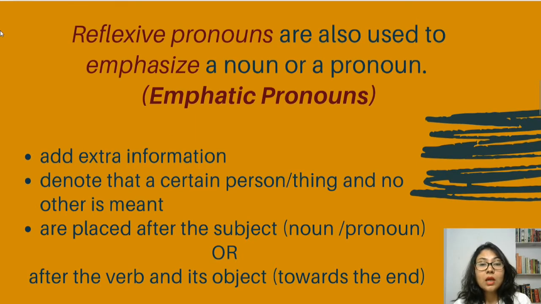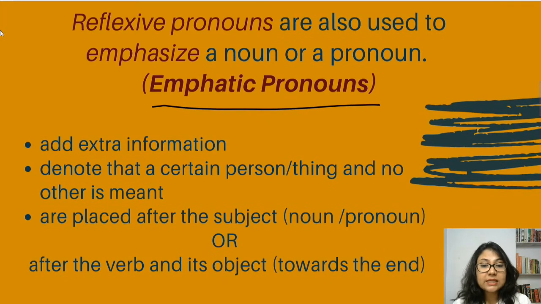Reflexive pronouns. Well, a different kind of use of reflexive pronouns. Reflexive pronouns are also used to emphasize a noun or a pronoun, and in those cases, they are called emphatic pronouns. Okay? Now, what is the purpose of these pronouns? They add extra information. They denote that a certain person or thing and no other is meant. They are placed after the subject, that is the noun or pronoun, or after the verb and its object, that is towards the end of the sentence.